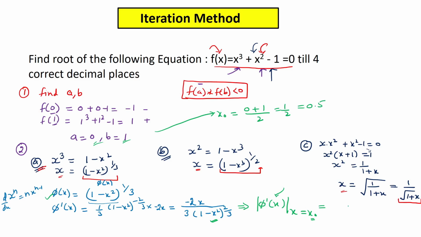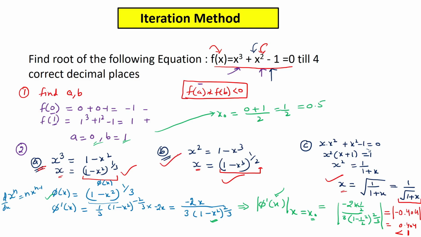So what will I get? I will get some value like minus 0.404, and it will be 0.404 as I am taking the mod. So this value is actually less than 1, right? That means on this x equal to phi x, my iteration method can be applied. So I can proceed with the calculation of my x1, x2 and so on. But before that, let's differentiate these forms also and see what value we will get from here.